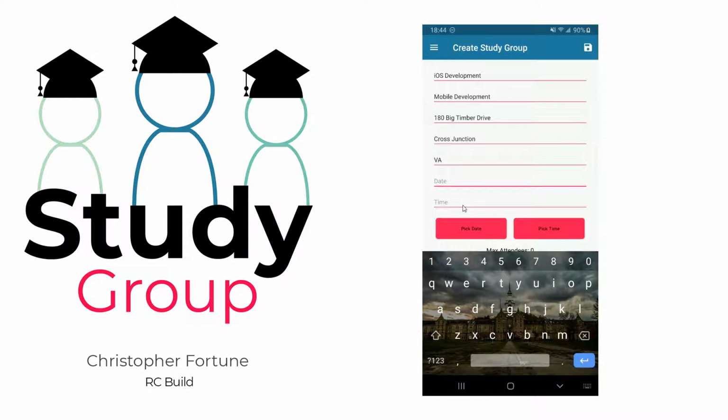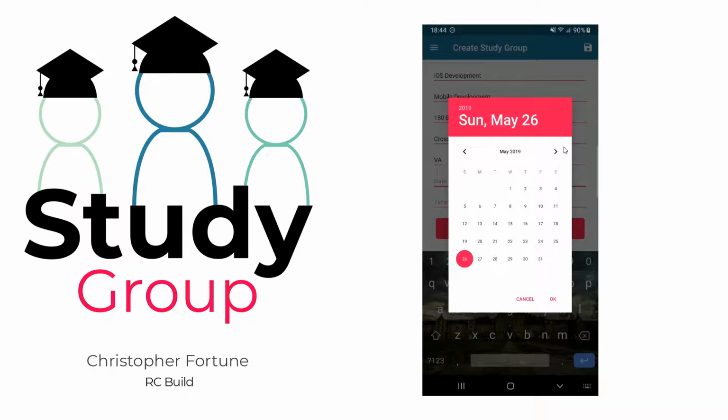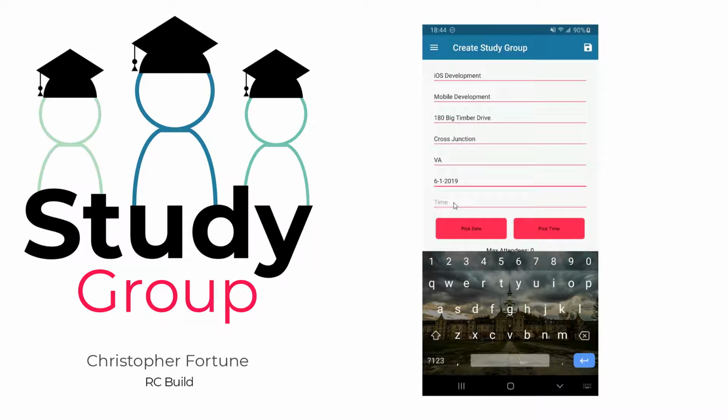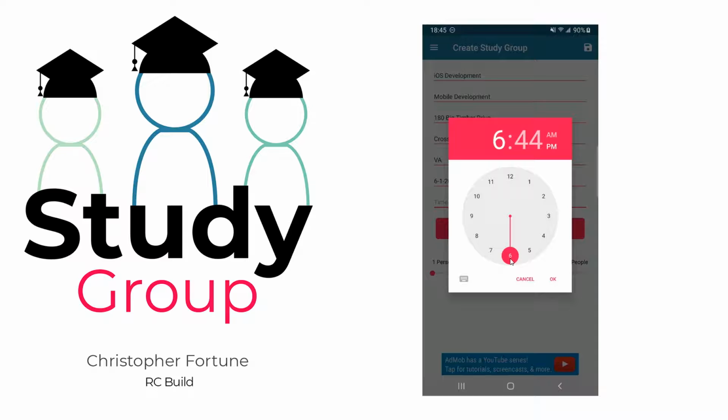Down here at the date, the user can't just type in the date. They have to use this button here to pick their date. So let's go ahead and pick June 1st for this study group. Say OK. Down here at the time as well, the user cannot just enter in a time. They have to use the button here to pick the time.